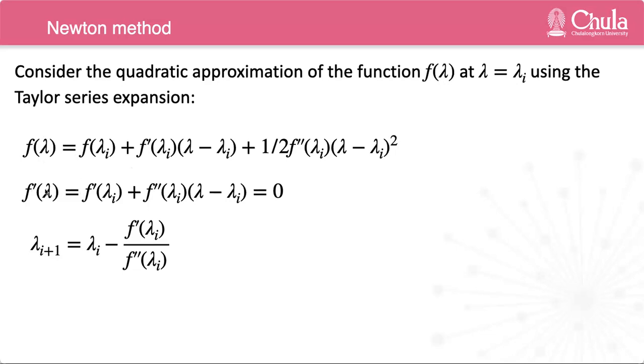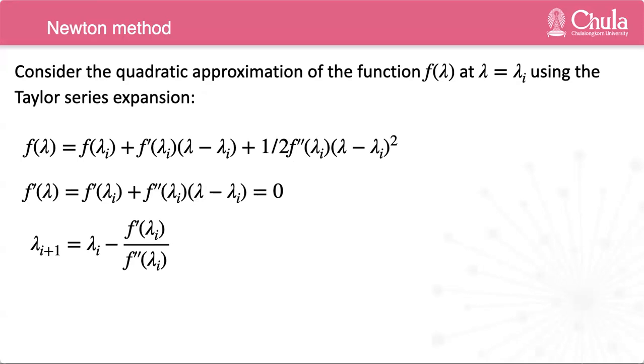The derivative of the approximated objective function becomes f prime lambda I. From this term, this term becomes 0, right? Because it's a constant. This term becomes f prime lambda I, because the derivative of this term becomes 1, right? And for this one, it becomes f double prime lambda I times lambda minus lambda I, okay?